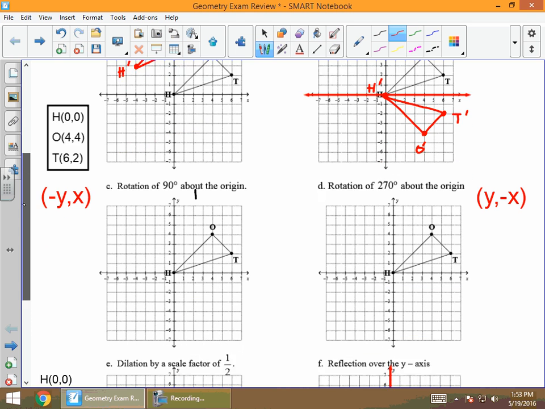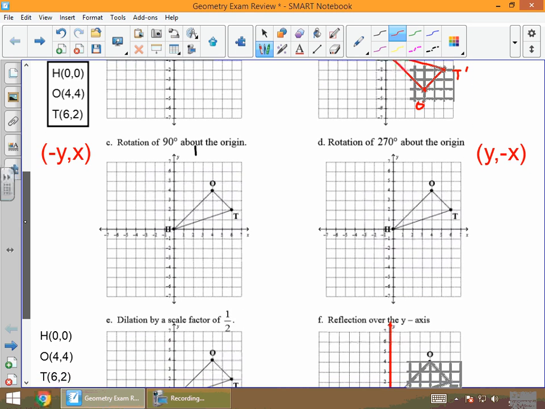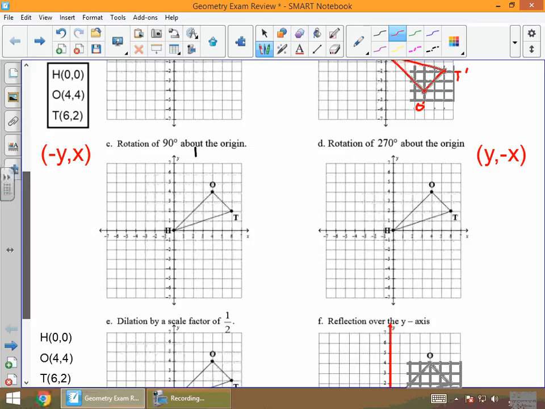Okay, let me scroll down here. When we start doing rotations, a rotation about the origin is going to always be counterclockwise unless it's otherwise stated. And these are just a couple of the rules that I remember. For a 90 degree rotation, we do the opposite of y, then x. So H prime, if H is 0, 0, the opposite of the y value is still 0. And then the x value is 0. So that's not going to change at all.